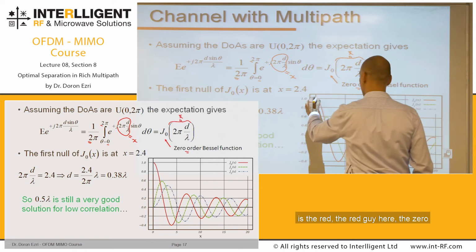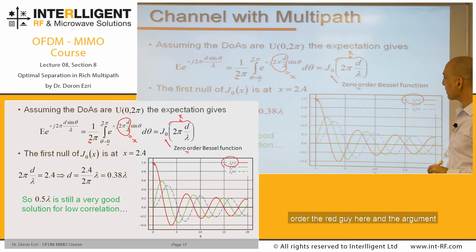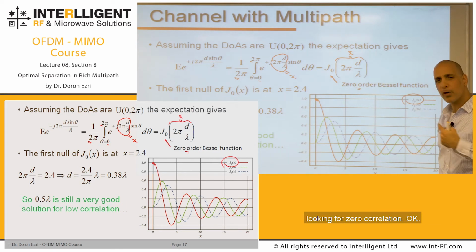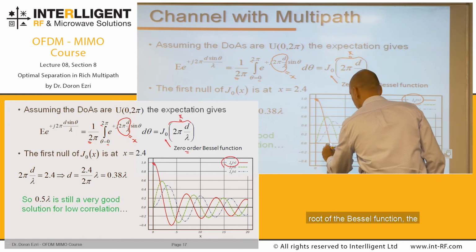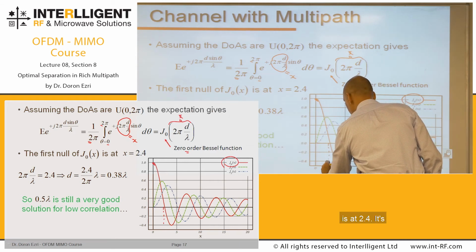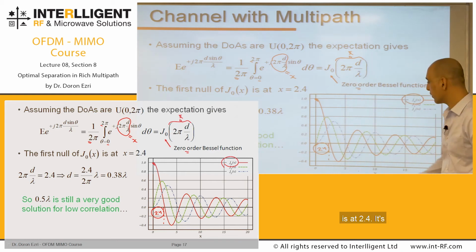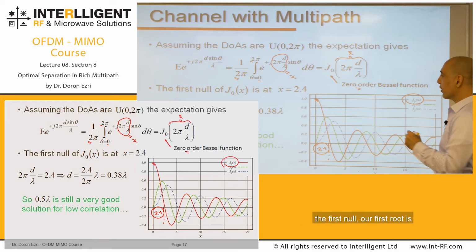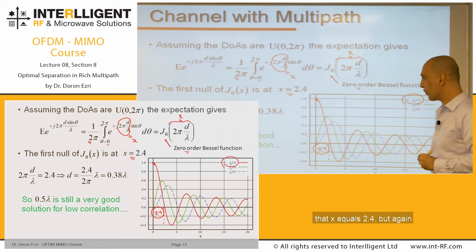This is the red curve here, the zero-order. And the argument X is 2 pi d over lambda. And we're looking for zero correlation, okay? The root of the Bessel function, the first root, you can see, is at 2.4. It's approximately half of 5. So the first null, or first root, is at x equals 2.4.